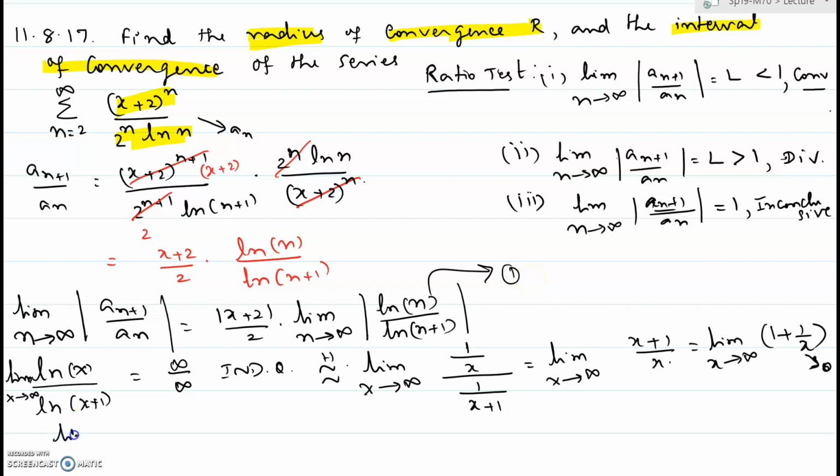So the limit as n approaches infinity of absolute a_(n+1) over a_n is absolute x plus 2 over 2, times the other limit part that we just showed is equal to 1, from what we have proved here. So it's equal to absolute x plus 2 over 2.